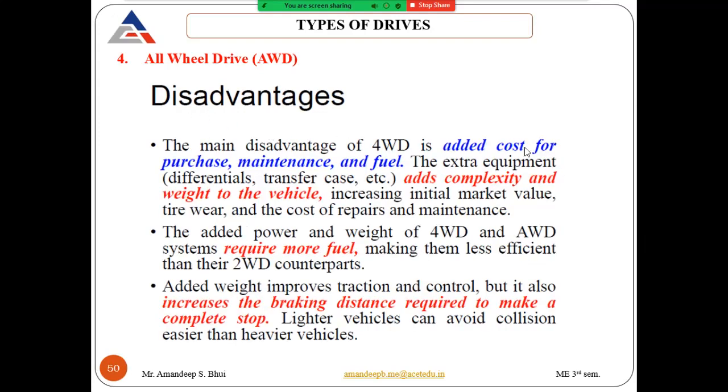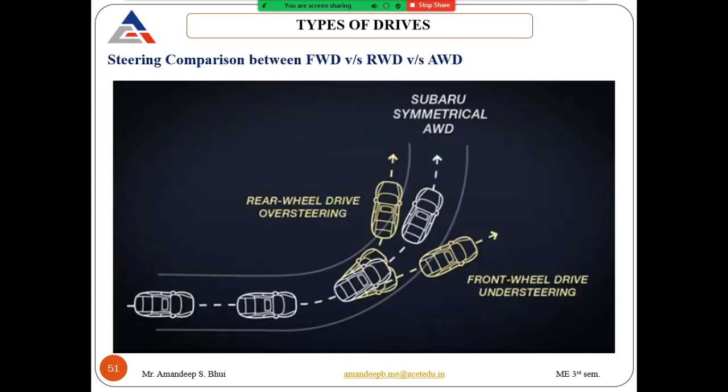What are the disadvantages? Cost is more, the design is more complex, and it requires more fuel. In four-wheel drive, obviously if all four wheels are engaged, fuel economy will be less. Added weight improves traction and control, but it also increases the braking distance. So braking distance also increases in the case of four-wheel or all-wheel drive. These are the disadvantages of using all-wheel or four-wheel drive.